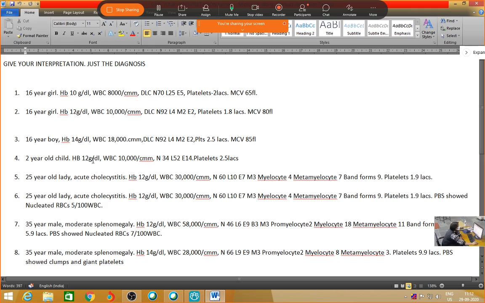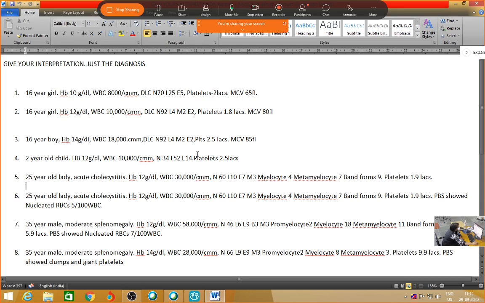So hemoglobin 12, we would say for a 2-year-old child, is on the lower side of normal. Okay, but still within normal. WBC 10,000 is within normal because WBC in a 2-year-old child can go up to 18,000. If I had put 2-year-old 18,000, it would have still been within normal. Okay. After that only the total count comes down to adult values, 4,000 to 11,000. So in this case, WBC being 10,000 is still within normal.